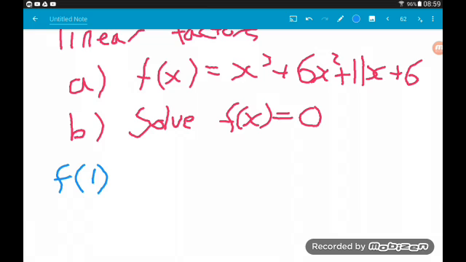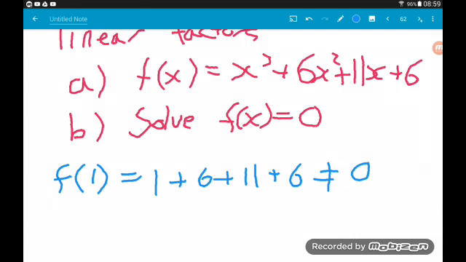So, f of 1 is going to give us 1 cubed is 1. 6 times 1 squared is 6. 11 times 1 is 11. And then plus 6 on the end. Now, without even adding that up, we can tell quite easily that that is not equal to 0. Therefore, x minus 1 is not a factor.